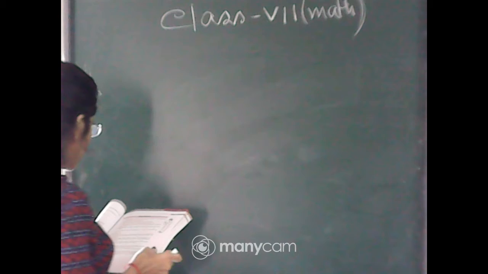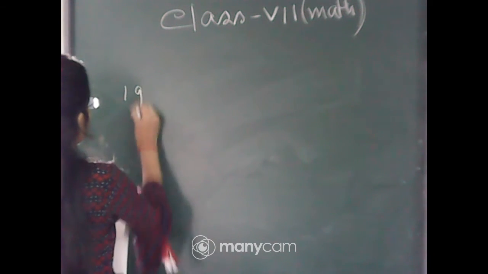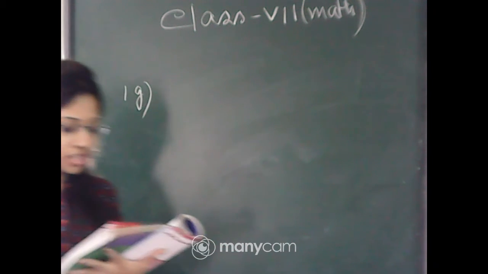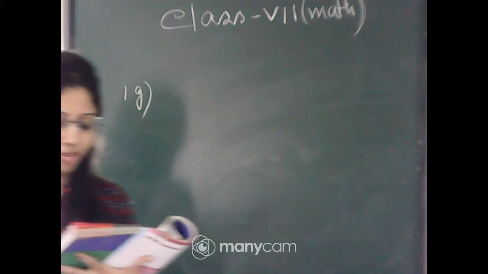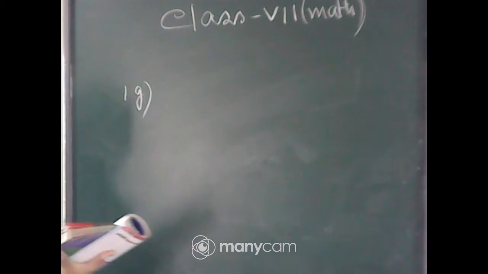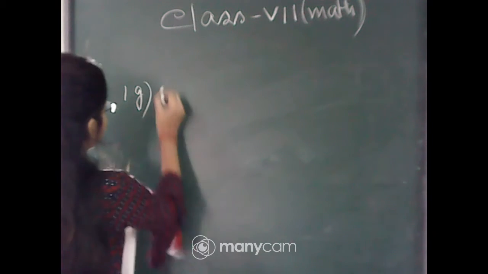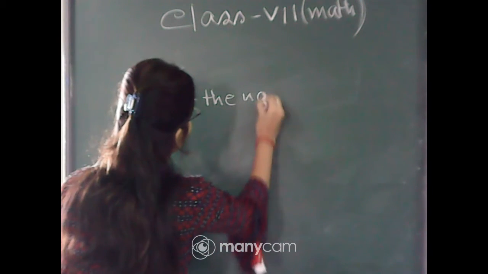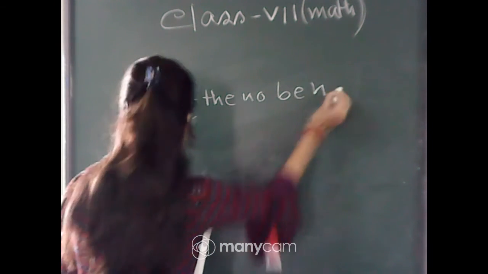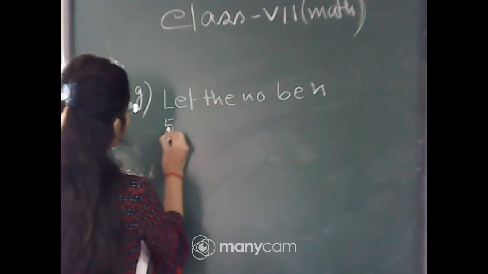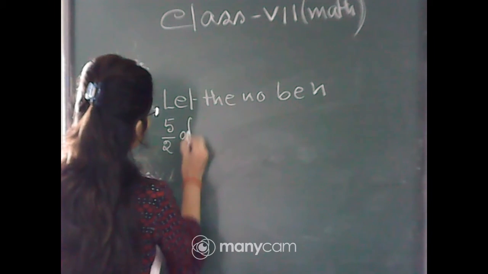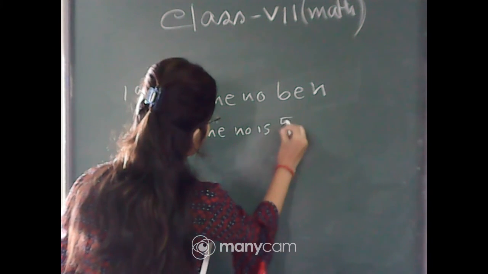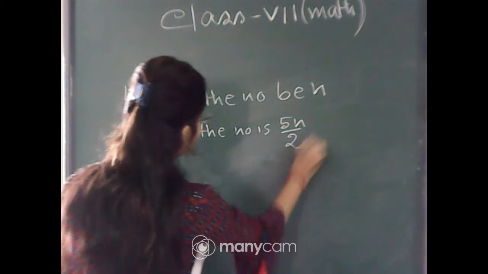Question 1G. Anwar thinks of a number. If he takes away 7 from 5 by 2 of the number, the result is 23. Let the number be n. 5 by 2 of the number is 5n by 2.